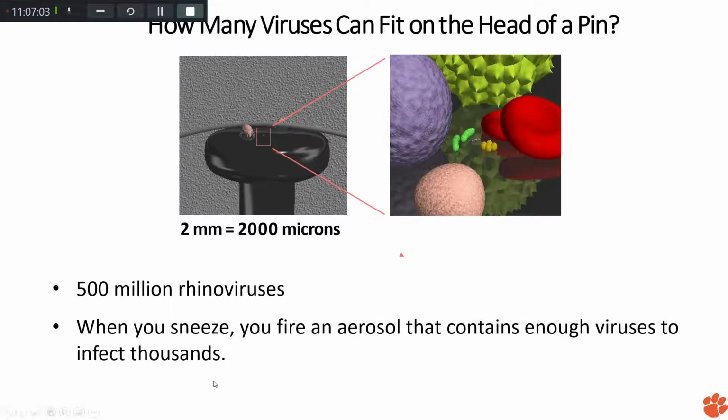This is another picture that on a pinhead, you can easily see that you can just fit 500 million rhinoviruses. This is a dust mite, you can easily see. So here what you are seeing, pollen, red blood cells, yeast cell. These are some of the bacillus bacteria, some coccus bacteria. This right here is an Ebola virus, a filamentous virus. That's the only virus that you are seeing, pretty much. So you can easily see that when you sneeze, you fire an aerosol that contains enough viruses to infect thousands. That's one of the things that we are experiencing and doesn't need any explanation at all.